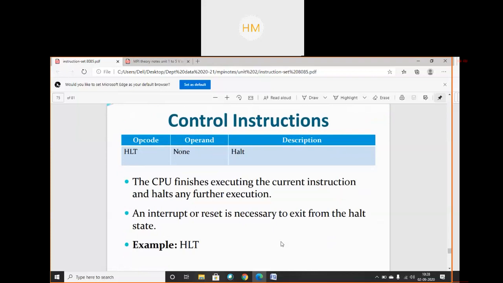This instruction halts the processor. It can be restarted by a valid interrupt or by applying a reset signal. This instruction halts. That means the CPU finishes executing the current instruction and halts any further execution. An interrupt or reset is necessary to exit from the halt state.